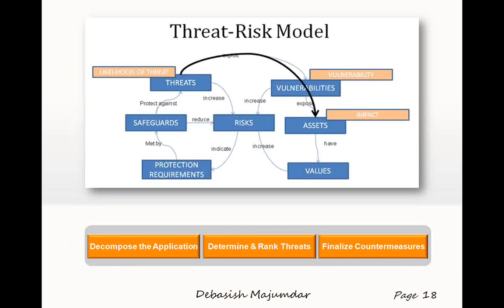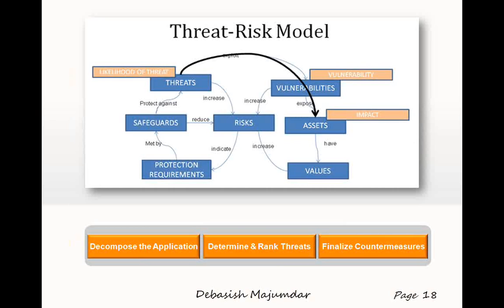So now we talk about the threat model. The threat model is a typical approach of decomposing the application with a layer-based approach. The whole idea is to find out what the threats are, and in each layer how they can be mapped, what things need to be addressed in each layer, determine the risk around the threats and rank those threats, and subsequently finalize what the countermeasures are.